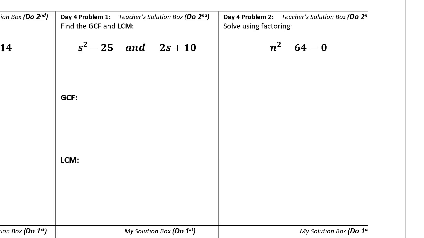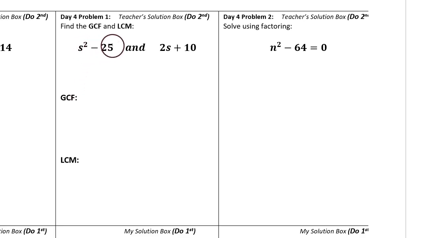Here's the answer for day 4, problem 1. Find the greatest common factor and the least common multiple of these two polynomials. When we did this with regular numbers, it helped us to prime factor the numbers, to factor them. Let's use that same technique on polynomials.